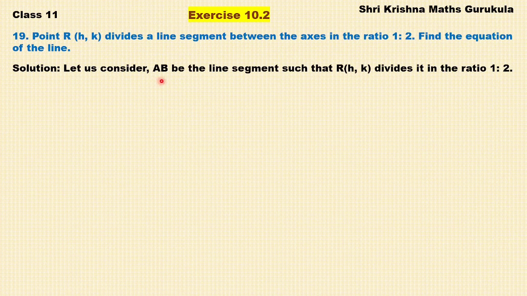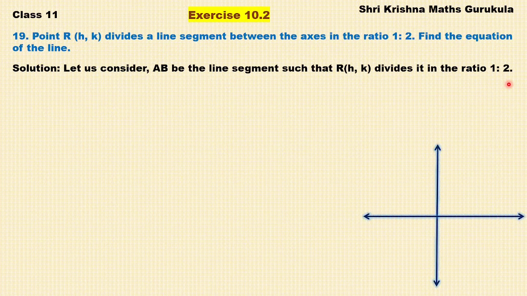So I am considering the line segment to be AB, which is divided by the point R of h comma k in the ratio 1:2. Let us consider a rectangular coordinate system, and this is the line segment. This is the point R of h comma k, and I am calling these two points A and B. This point is on the y-axis, so the x coordinate is 0, and this height is the y-intercept. I am calling that y-intercept y. The y-intercept can also be represented as b. Generally, the y-intercept is represented as b, right? But I am representing it as y in this sum. You can also take this as b.